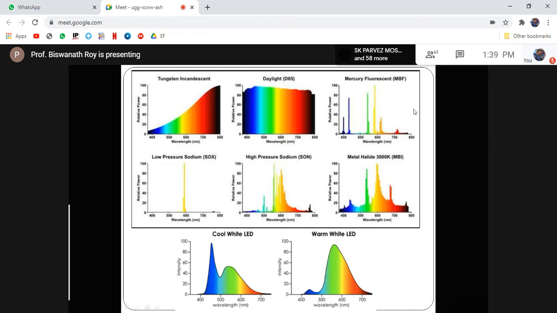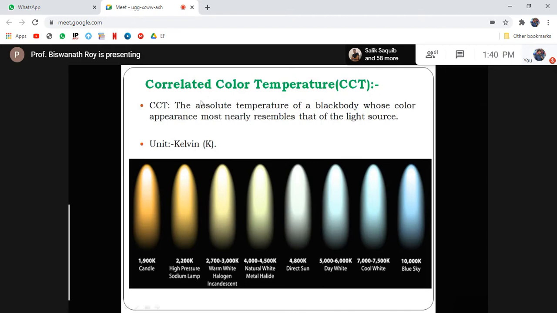So this diagram, in short, is the pictorial representation of the spectral power distribution of different light sources. And this spectral power distribution gives us some idea what is the color appearance of the lamp. And that color appearance of the lamp is measured with the instrument, the chromometer, and that is numerically represented by this term, correlated color temperature. So CCT, which stands for correlated color temperature, is the numerical representation of the color of white lamp, right?